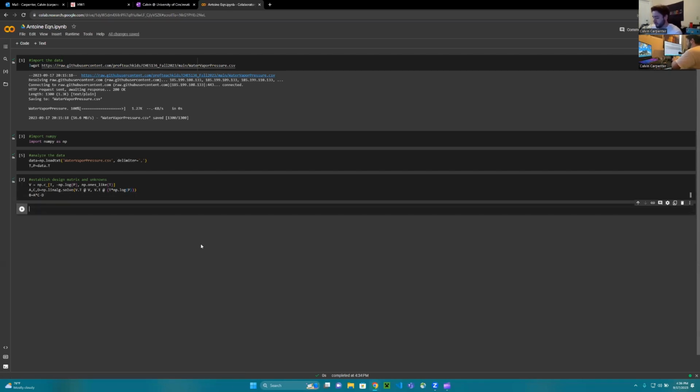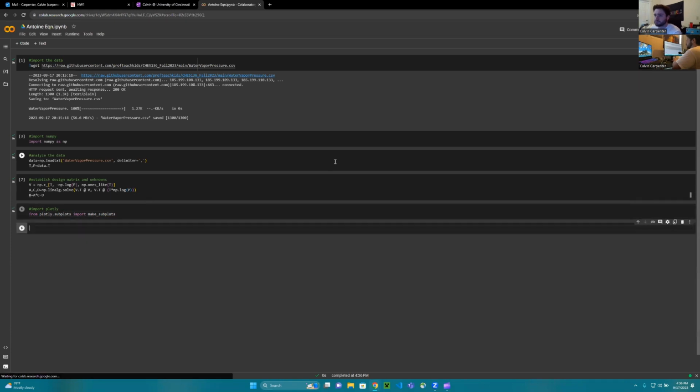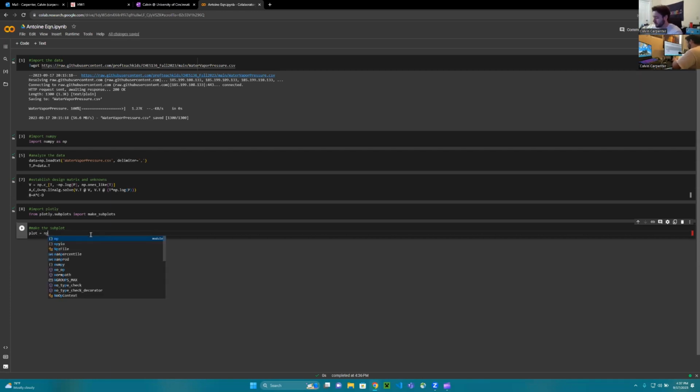Okay, so next we are going to import Plotly so we can make our plot. So from plotly dot subplots import make underscore subplots. The next thing we have to do is make the subplots. So plot equals np dot linspace.